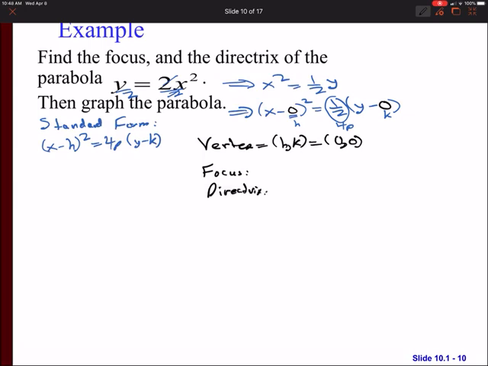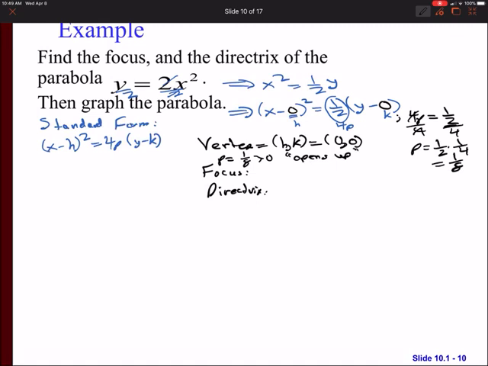And again, we want the value of p. What's the value of p? So in this example, what do we know about p? So 4p equals 1/2. So as we go ahead and solve for that, we have to divide both sides by 4. So p equals 1/2 times 1/4, or 1/8. So p is 1/8. So 0.125. So again, it's greater than 0. We know our parabola opens up. We're going to go up 1/8 unit from the vertex to plot our focus.